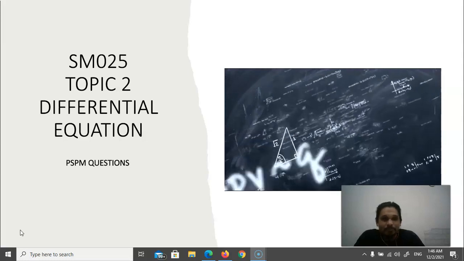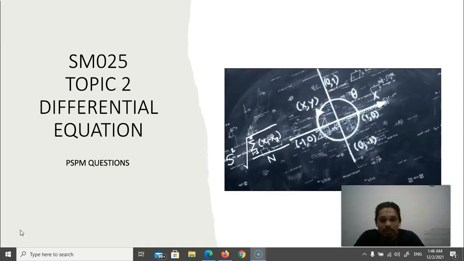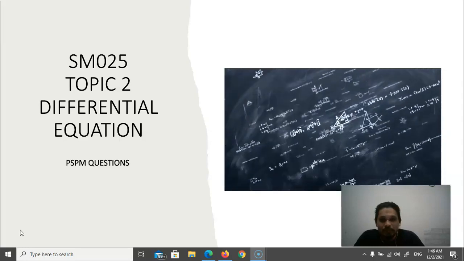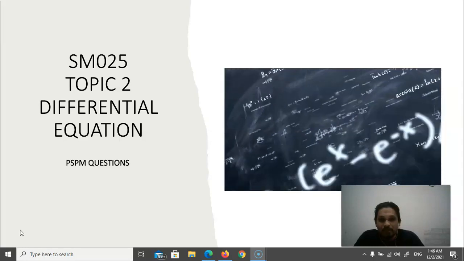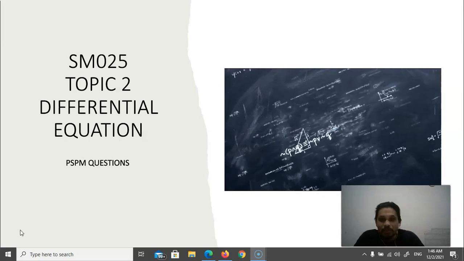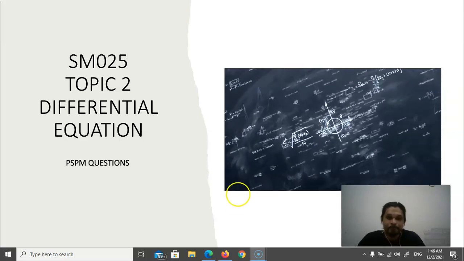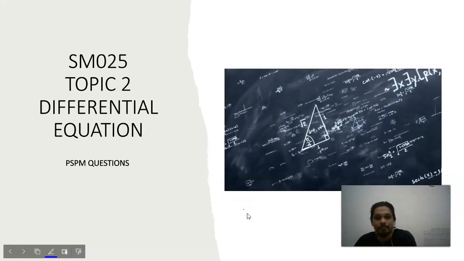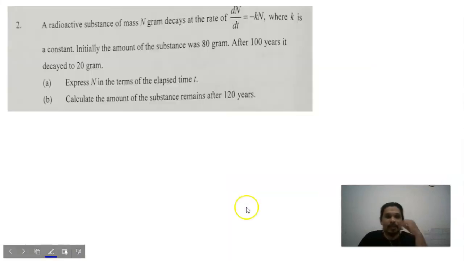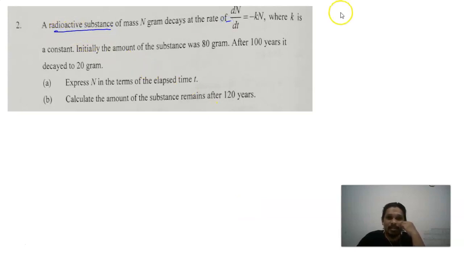Okay. So, topic 2, differential equations: separable variables, integrating factor, and maybe one or two questions of application. Okay, so radioactive substance. As we know, let's say in an experiment, one of the scientists gets what we call a radioactive substance, in this amount.